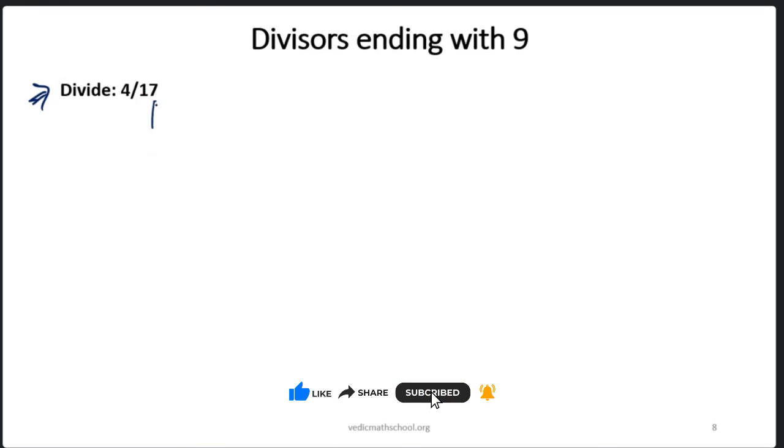Now look at this. This number is ending with 7, but it is in the category of what we are going to discuss now. Into 7 we can do. We are going to multiply with 7 in both numerator and denominator. So 7 fours are 28.